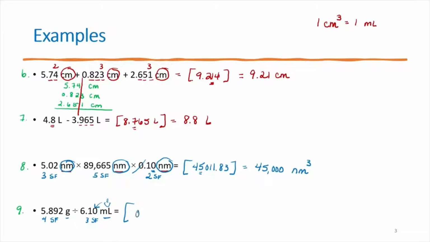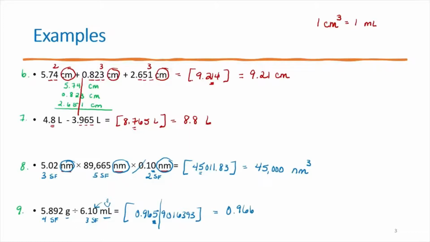Calculate this out, and you're going to get 0.9659016393. I need to keep this to 3 sig figs, so I'm going to round to here. I'm going to cut the value here. Because the 9 is the first number I'm going to get rid of, I'm going to have to round up. So my final answer here is going to be 0.966, but I'm not done.